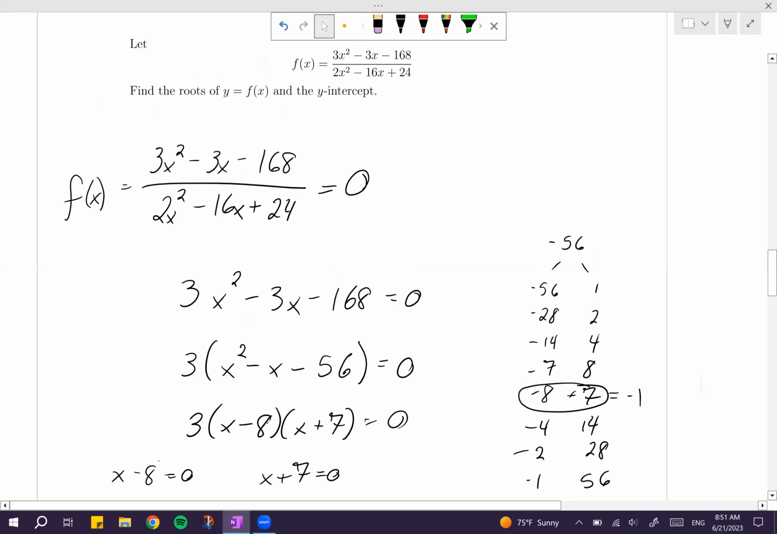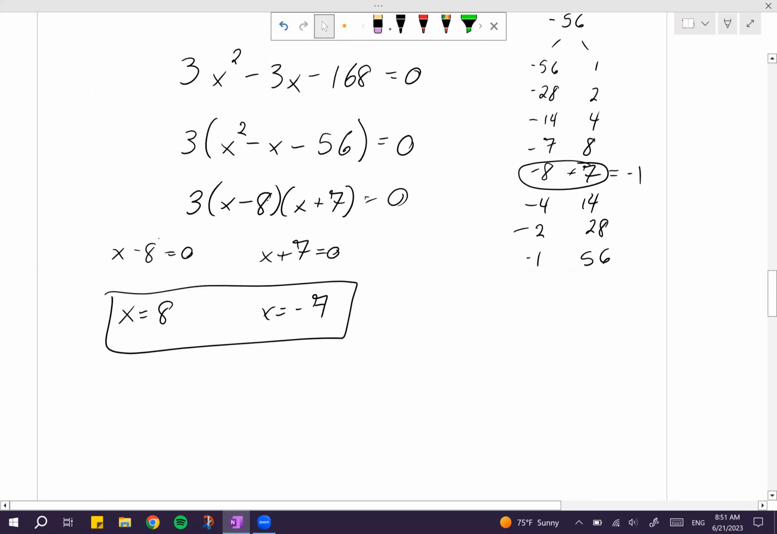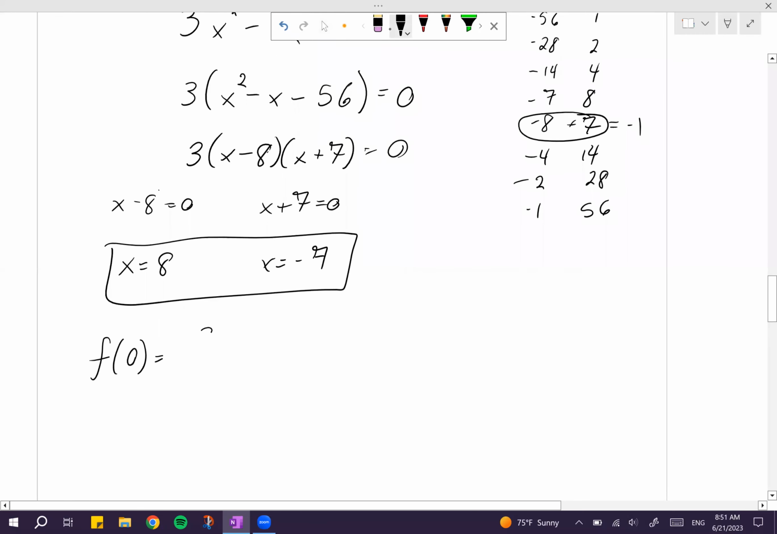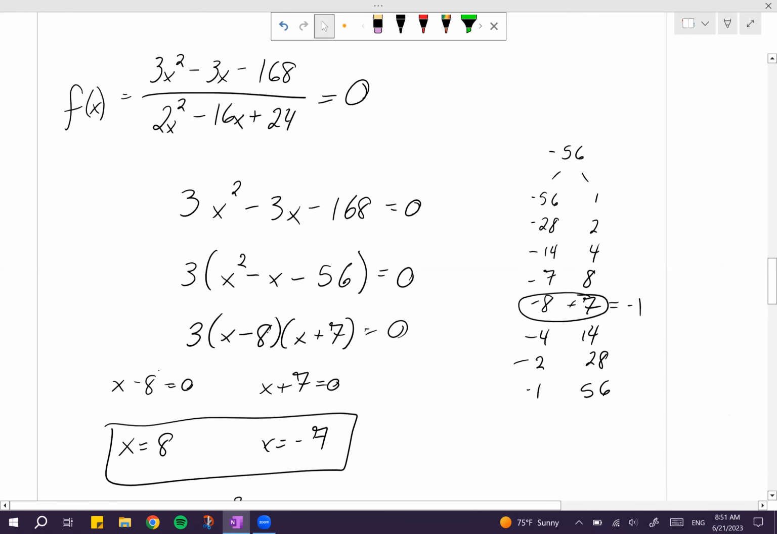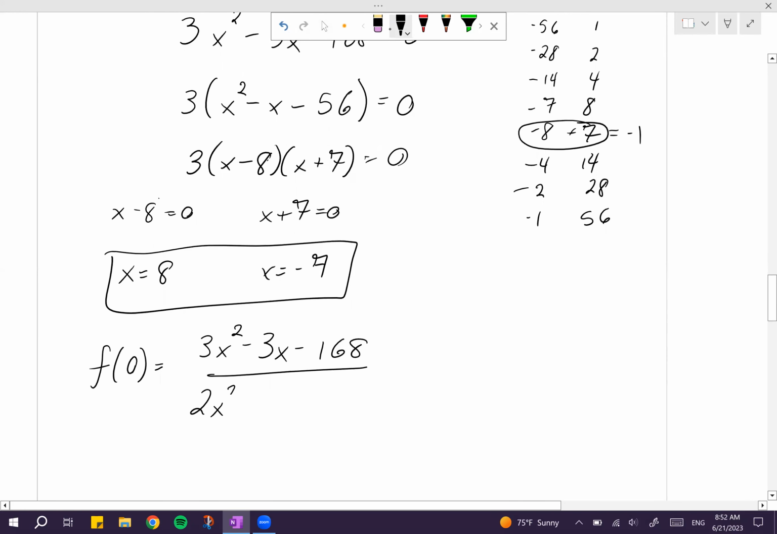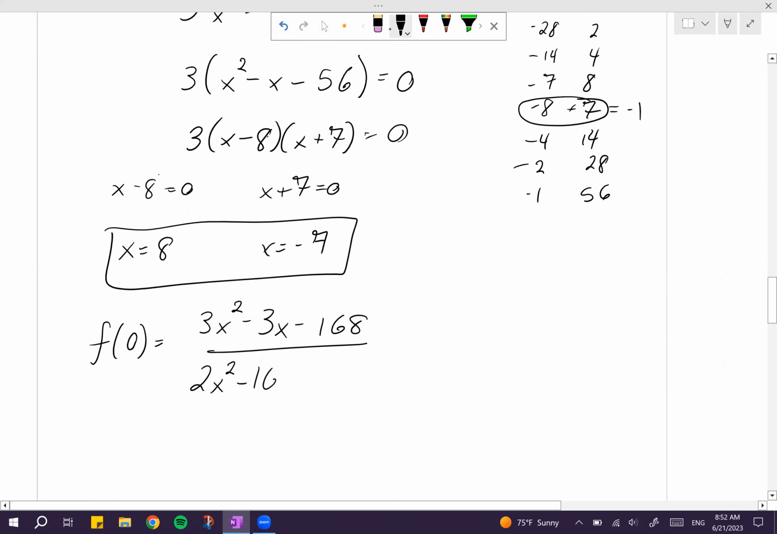And then to find my y-intercept, my last thing, that is whenever my x is 0. So I'm going to do f of 0 and see what number I get. I have (3x squared minus 3x minus 168) divided by (2x squared minus 16x plus 24), right?